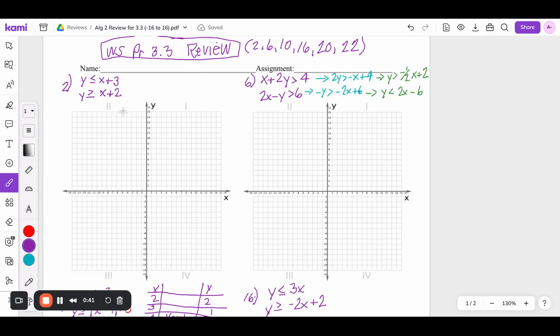Now, on your quiz, you're going to want to write and show all of this work. Some of this work I'm going to do fairly quickly so that the video isn't quite as long. All right, there's my y-intercept of 3. And my slope is 1, so I'm going to go up 1, right 1, up 1, right 1. Or I can go down 1, left 1, down 1, left 1.